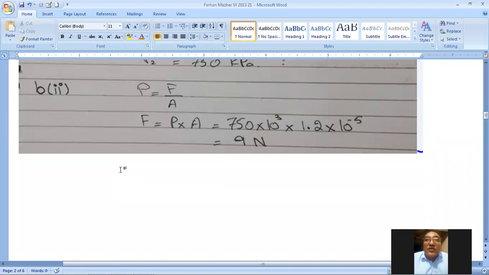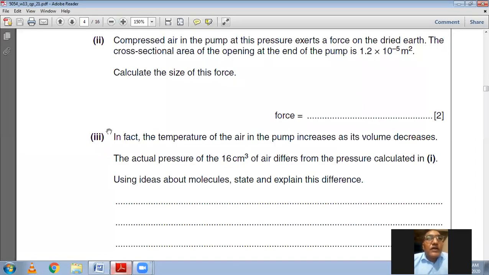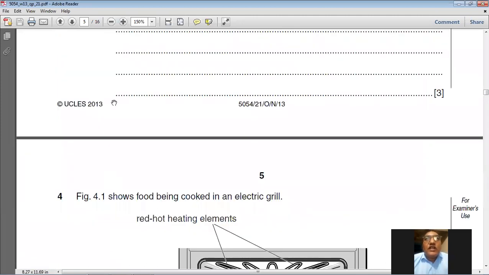Pressure equals force divided by area, so force equals pressure multiplied by area. Pressure is 750 x 10 raised to power 3, multiplied by 1.2 x 10 to the power minus 5. And the final answer will be 9 Newton. So the force exerted is 9 Newton. Here we have not taken the pressure in kilopascal, but in pascals. I hope that you have understood. So that was a 3-mark question.